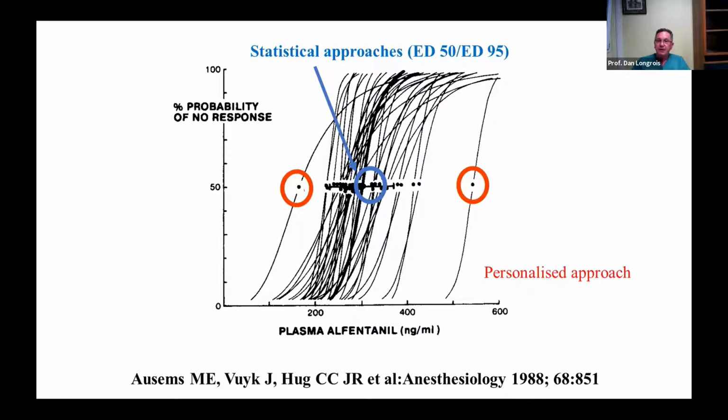Or you can have a personalized approach in which you look at the differences between the patient who is most sensitive to alfentanil and the patient who is the most resistant. And if in a low number of patients you compare the difference between the most sensitive and the most resistant, it goes from 1 to 5. This is much, much higher than what we see with the effective dose 50 or effective dose 95.